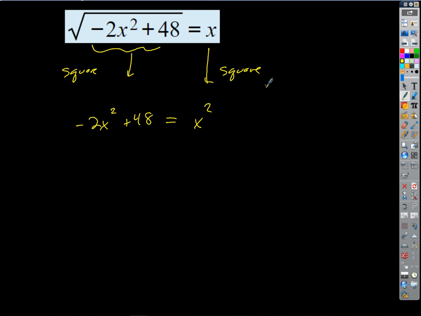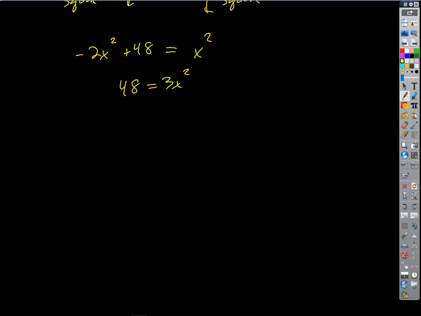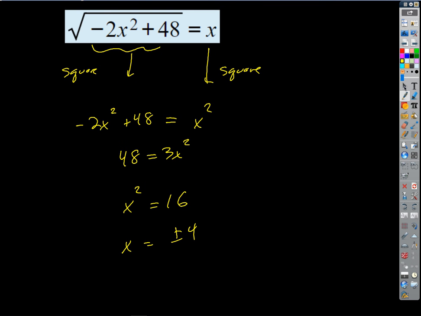Combine like terms. Which side should I push the x squareds to? The right, how about? So I get a positive number. So 48 equals 3x squared. Now what? Divide by 3, and I'll flip-flop these so the x squared's on the left. This gives me 16. So what do I get for my answers? Plus or minus 4. Good. So let's try those and see what happens.